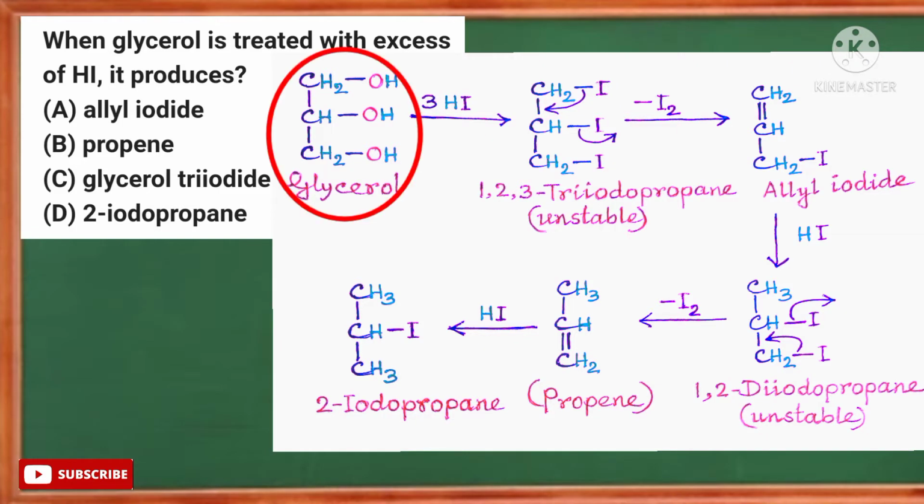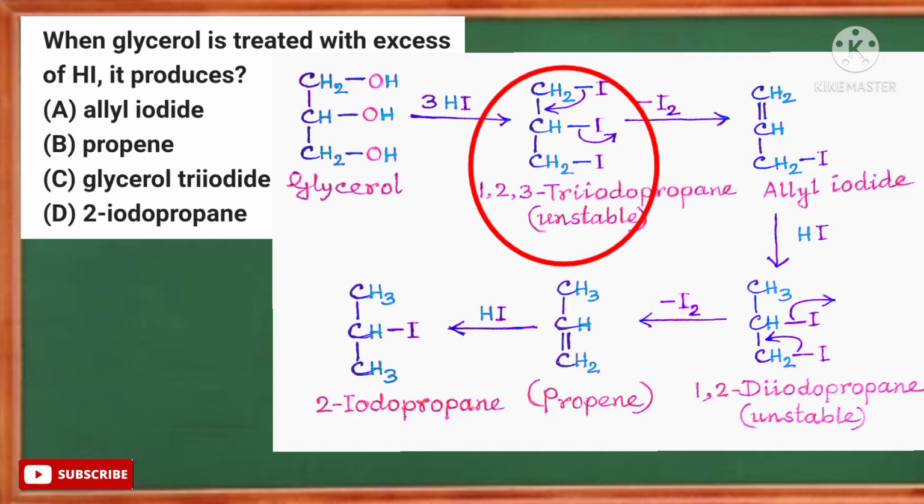This is the glycerol molecule. When 3 moles of hydroiodic acid, HI, react with this molecule, 1,2,3-triiodopropane is formed. Obviously, the 3 hydroxyl groups will be substituted by 3 iodide groups, right? Now, look, this 1,2,3-triiodopropane is a very unstable molecule due to the steric hindrance created by 3 large iodine atoms present in the molecule, right?